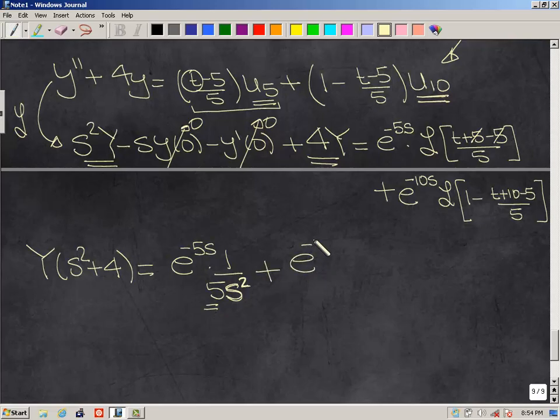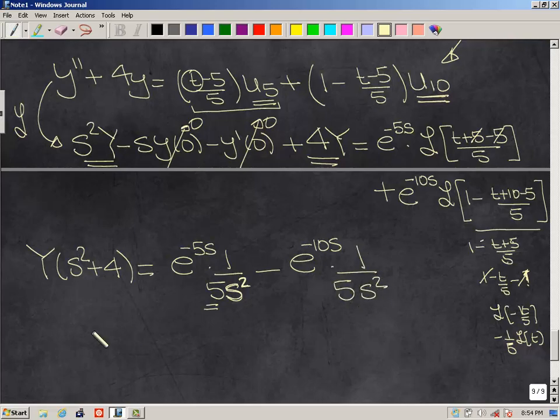Plus, we get e to the minus 10s. Out here, when you simplify this, you get 1 minus t plus 5 over 5, because when you add the 10 and the negative 5, and split up the numerator, we get 1 minus t over 5 minus 1, because 5 over 5 is 1, and you distribute this negative, the 1's will cancel, so you get negative t over 5. So what is Laplace of negative t over 5? I can pull the negative 1/5 out and take the Laplace of t, which is 1 over s squared again. So this positive will become a negative, and we get negative 1 over 5s squared. So we get the same thing.